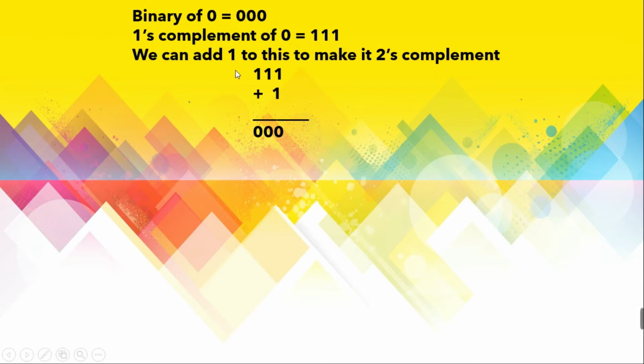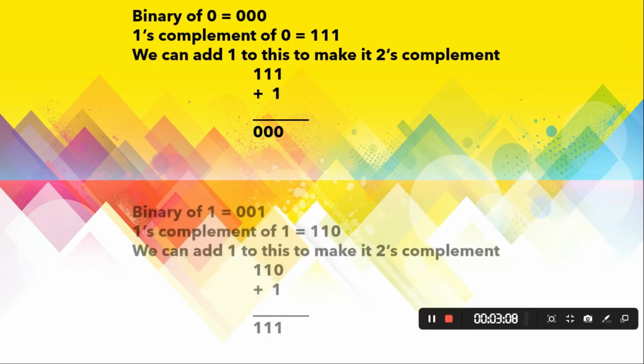Now if we want to do the 2's complement, we just need to add 1 to these numbers. So 1 1 1 plus 1 gives us 0 0 0. So the 3-bit binary representation of 0 is 0 0 0, and if we do 2's complement for that number, it produces a result which is also 0 0 0.